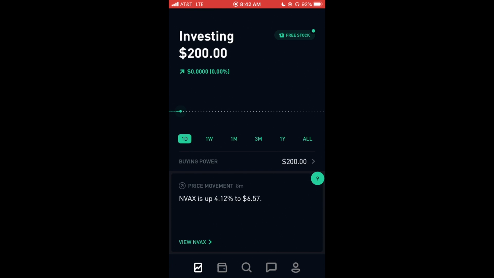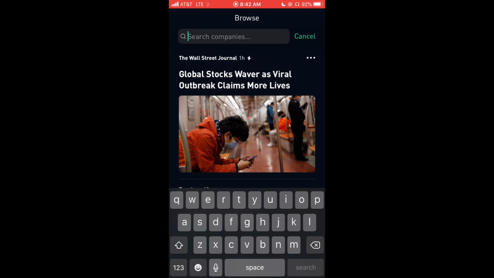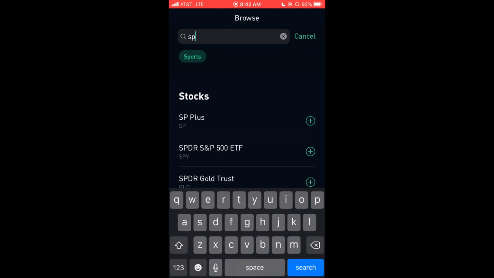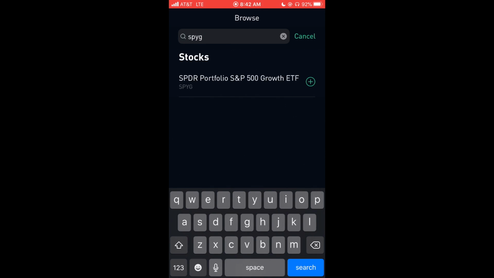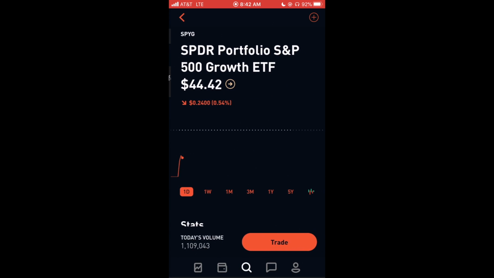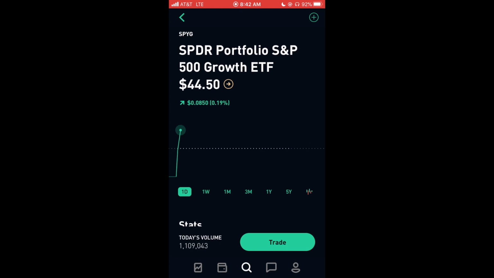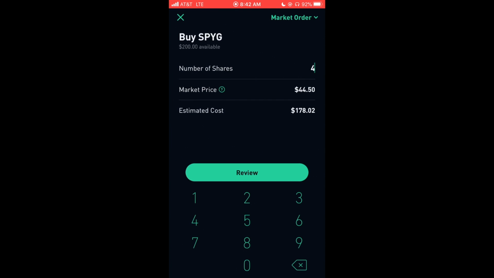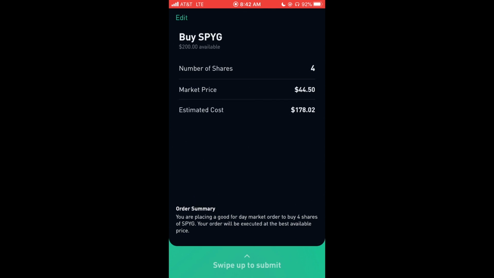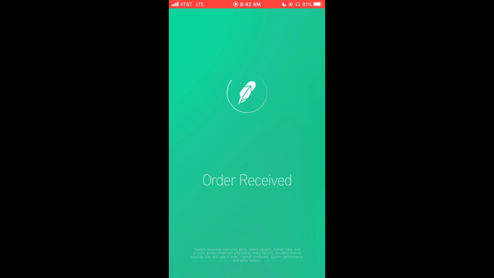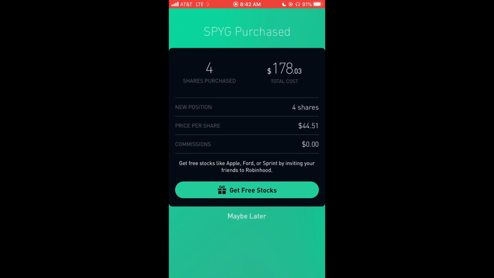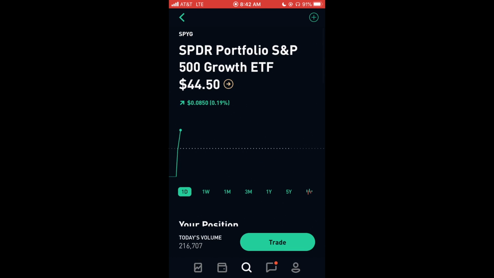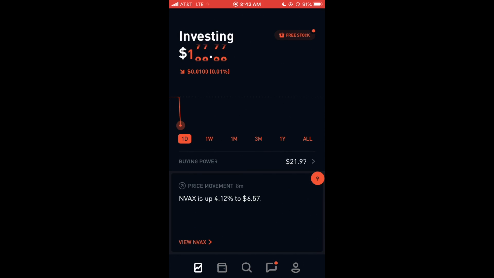Okay, now let's buy our first ETF. To find a stock in Robinhood, use the search bar. You can either search by using the ticker or writing the name of the stock or ETF. If we click Trade in the right corner, it gives us the option to buy or sell. We want to buy, and as of the time I'm recording this video, the SPYG is trading at $44.50. This allows us to afford 4 shares. And just like that, our order has been filled and we are now invested.